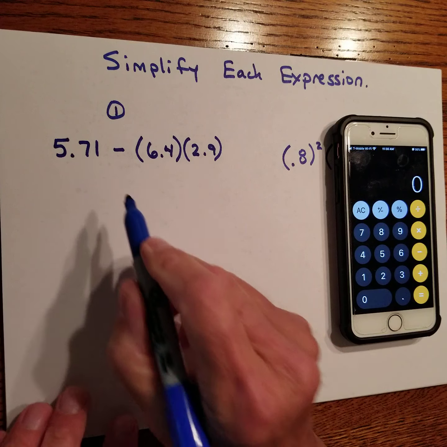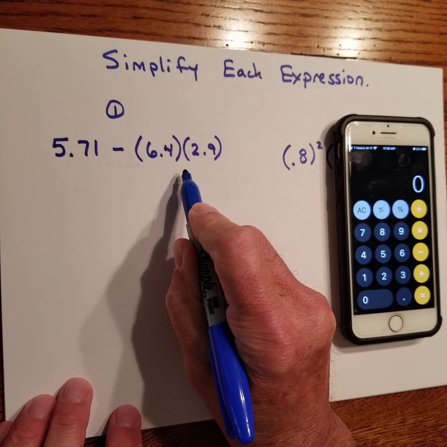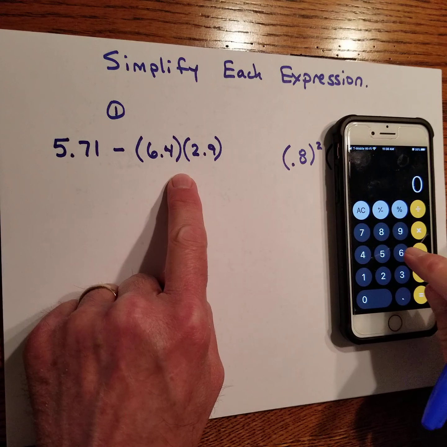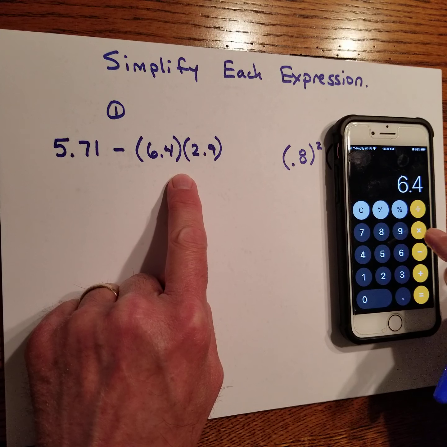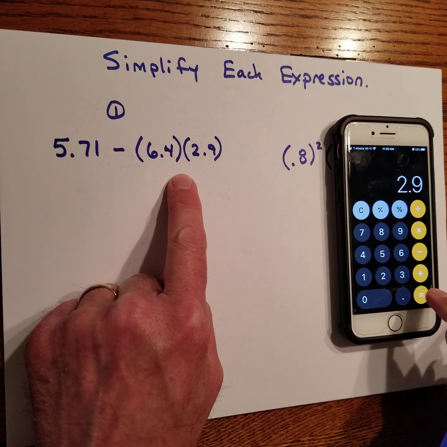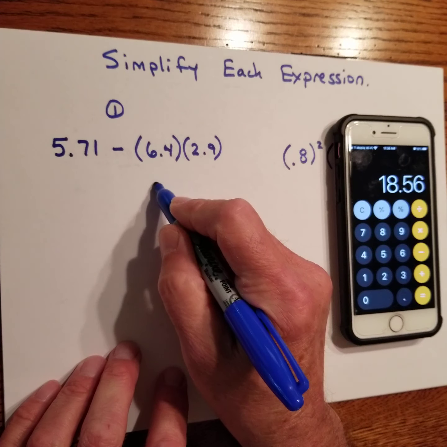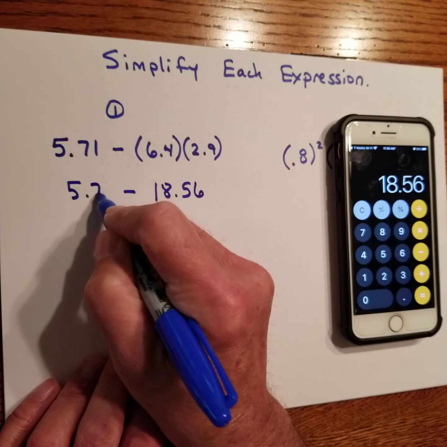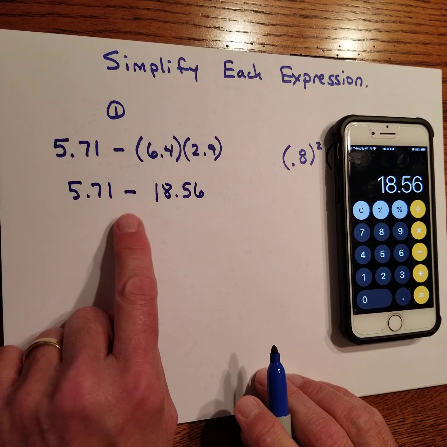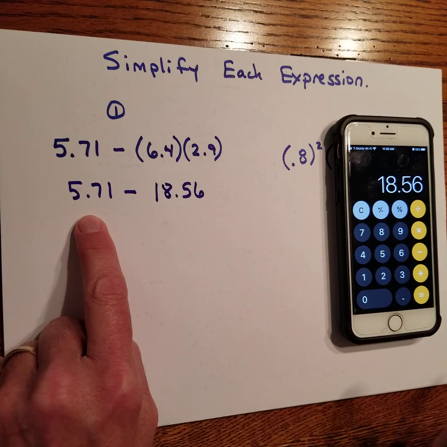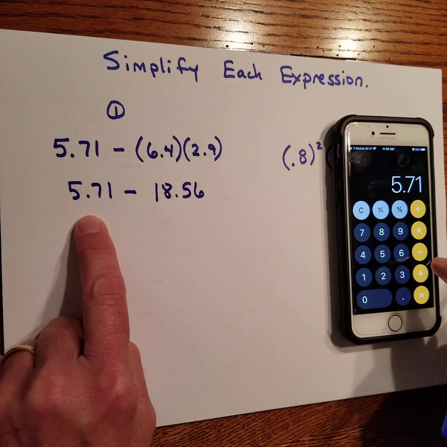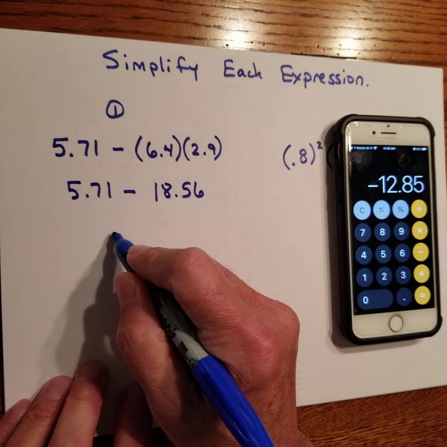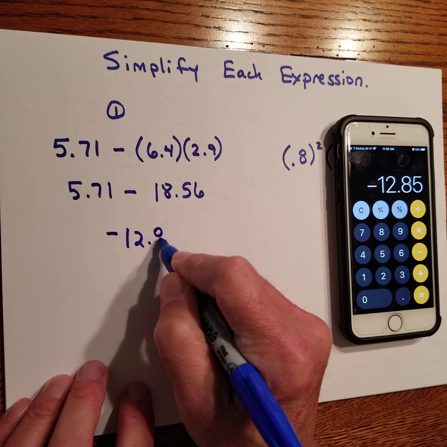What I see in number 1 is subtraction and multiplication. I know in order of operations, we multiply first. So I'll multiply 6.4 times 2.9. That's 18.56. After I multiply, then subtract. Type in the 5.71 first. Subtract 18.56 is negative 12.85.